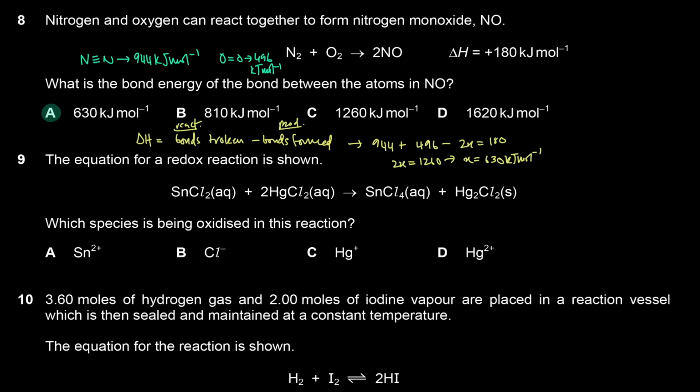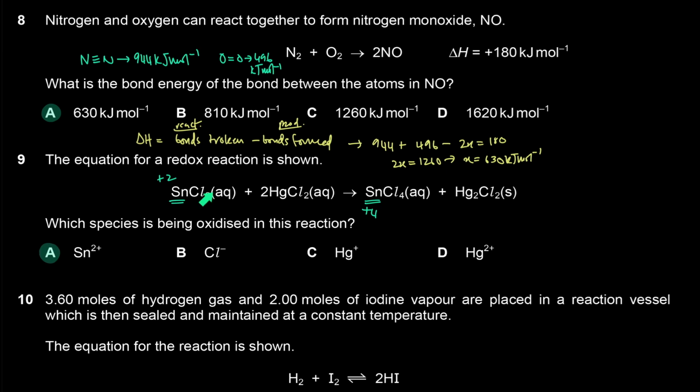We can see over here, if you look at tin, we have Sn2+ because we have chloride, that's 2 times 1 minus, so this is 2 plus, the tin. And in SnCl4, the tin is plus 4 because we have 4 chlorides over here. So the oxidation number of tin is going from plus 2 to plus 4. That means that Sn2+ is being oxidized to Sn4+. So the answer is A.